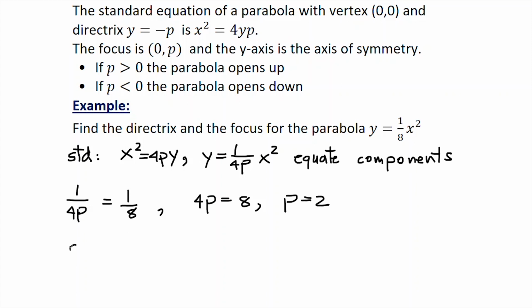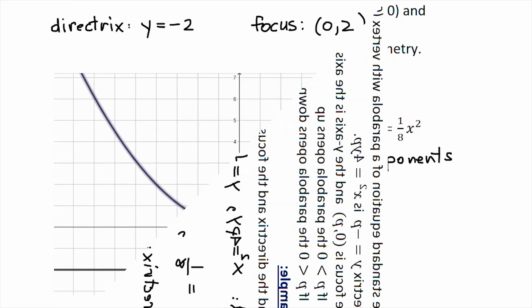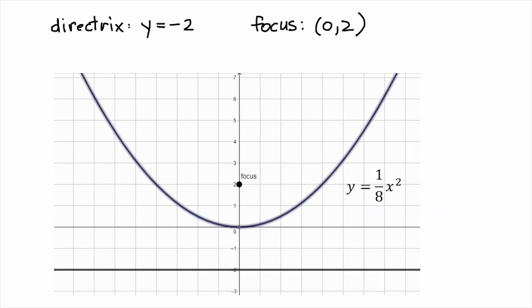So the directrix, the line that I'm asked to find, well, that's going to equal y equals minus p, which is -2, and the focus, which is the point 0, p, so that is 0, 2. And we can see our graph. And here's the directrix, the line y equals -2, and the focus at 0, 2. And you can clearly see the axis of symmetry, that is the y-axis.